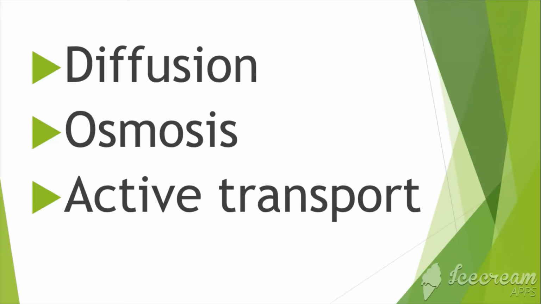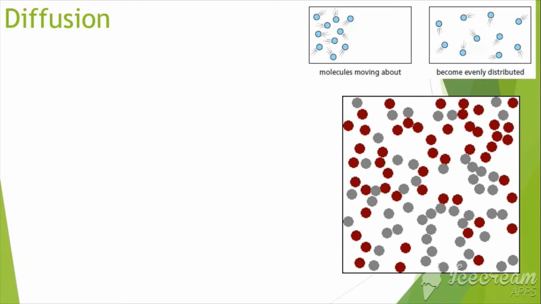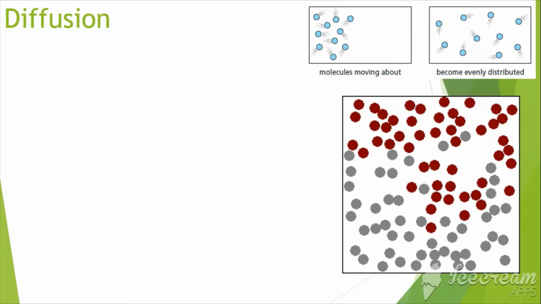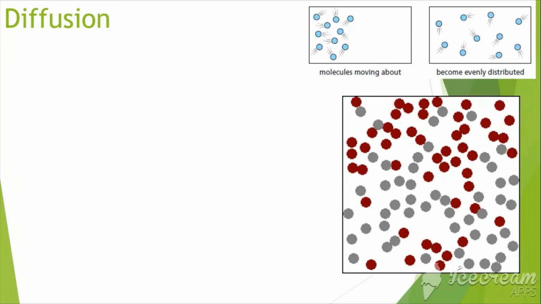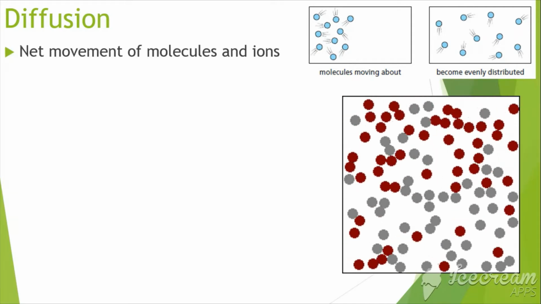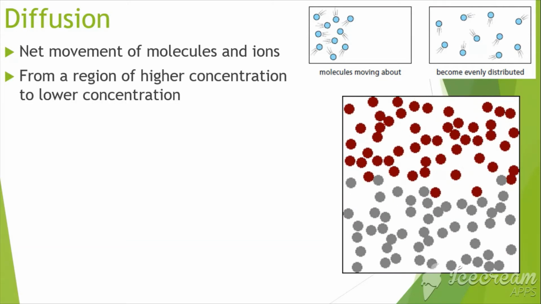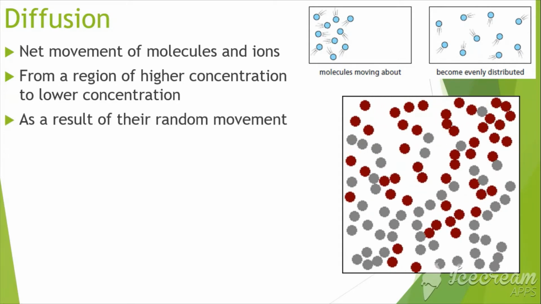Atoms, molecules, and ions are always moving. When the molecules move freely, particles tend to spread themselves out as evenly as they can. This process is called diffusion. One effect of diffusion is that the molecules of a gas, liquid, or a dissolved solid will move from where there are a lot of them to regions where there are few of them until the concentration everywhere is the same. Diffusion can thus be defined as the net movement of molecules and ions from a region of their higher concentration to a region of their lower concentration as a result of their random movement.